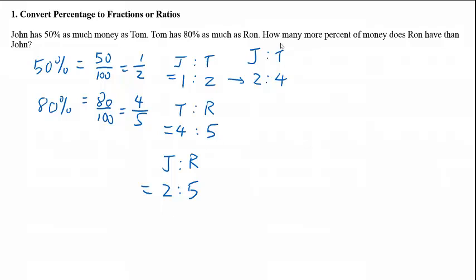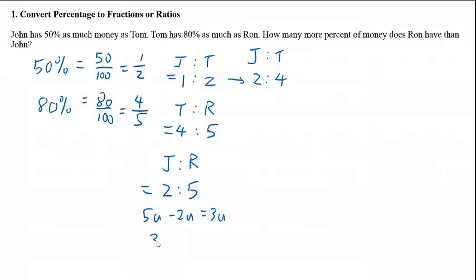Let's look at the question again. How many more percent of money does Ron have than John? We can see that Ron has 5 units while John has 2 units. So the difference will be 3 units, because 5 units minus 2 units is 3 units. But the question is asking for a percentage, how much more percent. So we need to take 3 units.